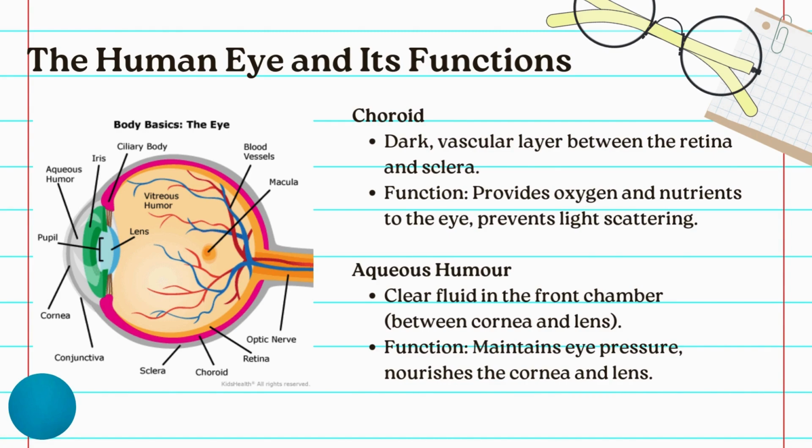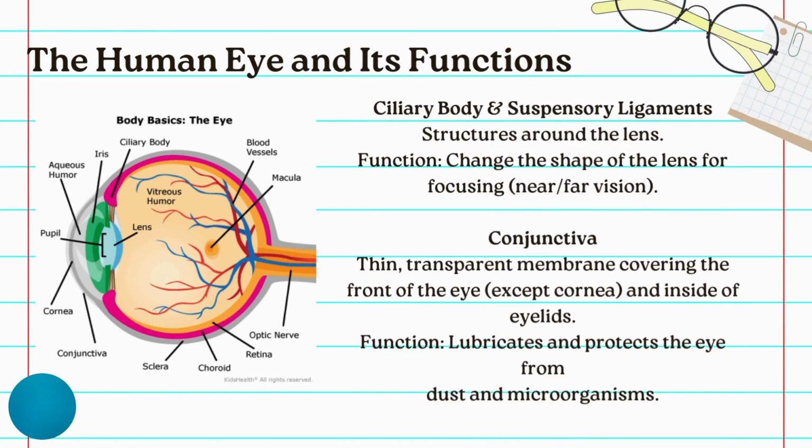And then we have your ciliary body and suspensory ligament. Your ciliary body, you can see over there, just right in front, right next to your lenses. Your ciliary body is like the hands that are holding onto your suspensory ligaments, which are like elastics holding onto your lens. So the ciliary body and the suspensory ligament, their function is to change the shape of the lens to allow you to focus your vision for near and far objects.